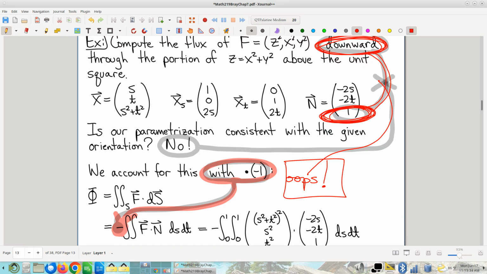We see here that we fix it with this minus sign. Note how little documentation that requires, right? And we fixed our result, and off we go. Everybody happy?